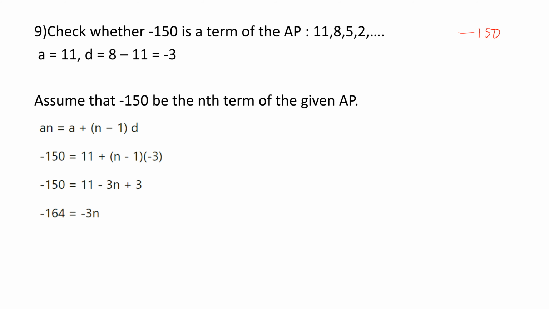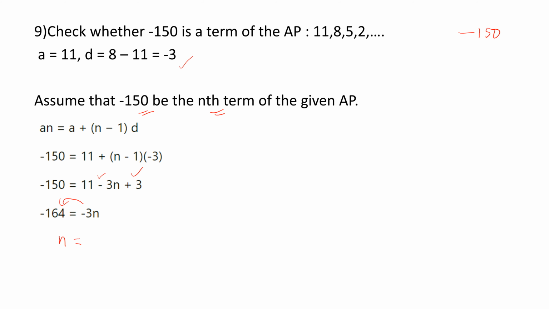So what we are doing is we will take minus 150 as the nth term of the AP. So an is a plus n minus 1 into d. An is minus 150. A is 11 plus n minus 1 into common difference minus 3. Open the bracket. We'll get minus 150 equal to 11 minus 3n plus 3. When you simplify, 11 plus 3 will give you 14. And 14 when you take to the other side, it will become minus 164. And the right hand side we have minus 3n.